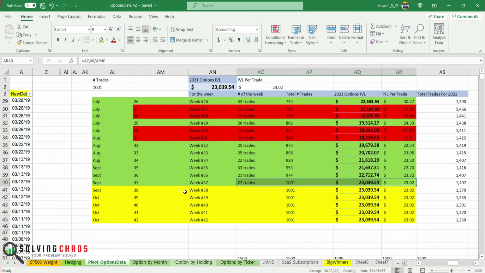But I'm doing a little bit of everything. I'm combining everything together. I do covered calls, cash secured puts. I do credit spreads. I do put spreads. I do iron condors. So let's take a look at some of the trades for this week.